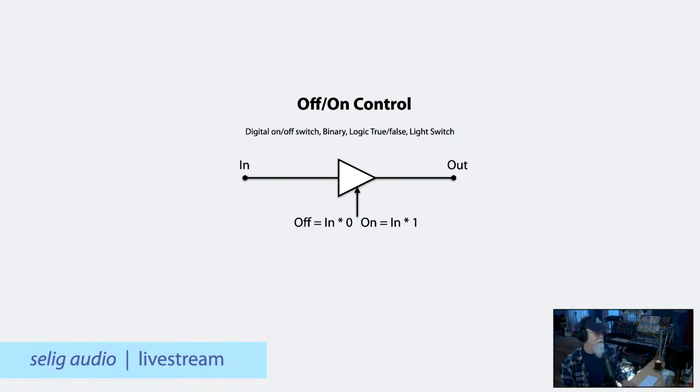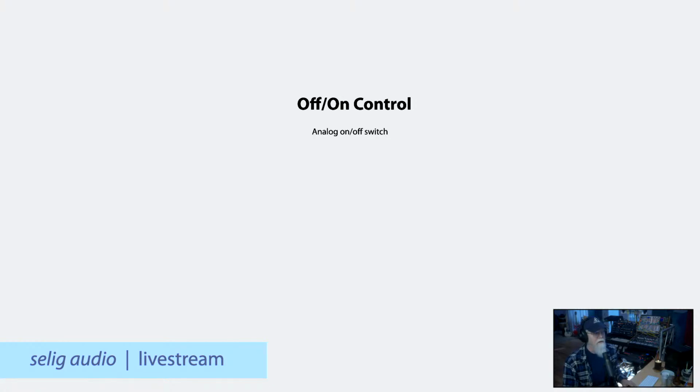In the digital world, this is accomplished by multiplication. So if you ever worked in Reactor or other similar programs, if you want to turn something off, you send it a 0. If you want to turn it on, you send it a 1. And it's multiplication because 0 times any number is 0. So no matter what's coming in, if you multiply it by 0, the output is 0 or off. And any number times 1 is itself, which is also known as unity gain.